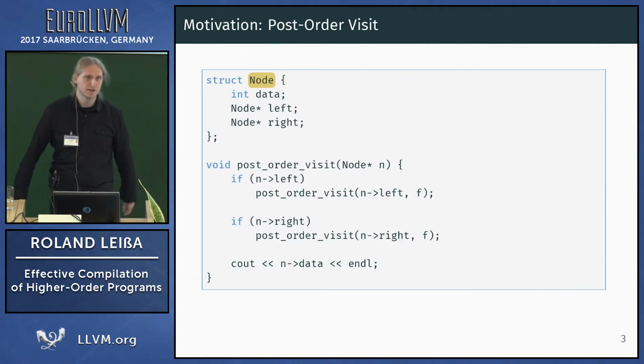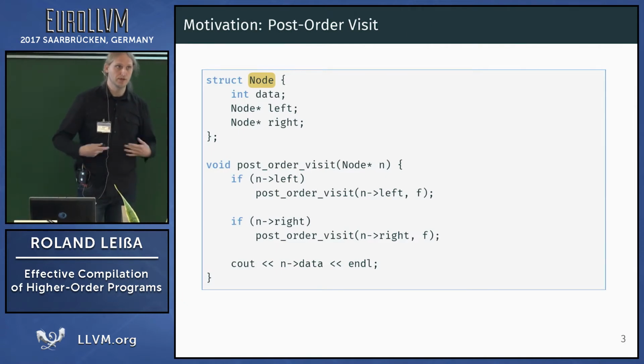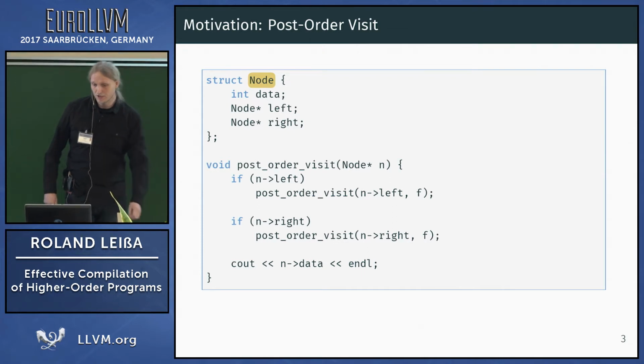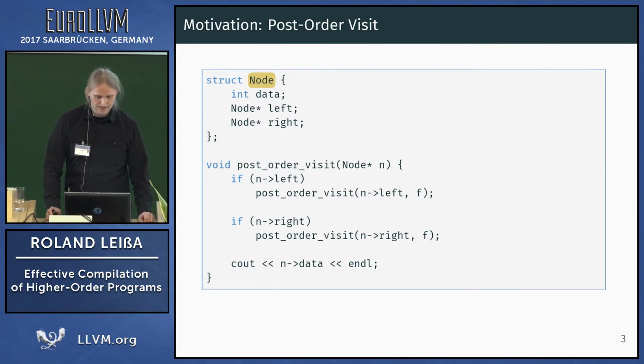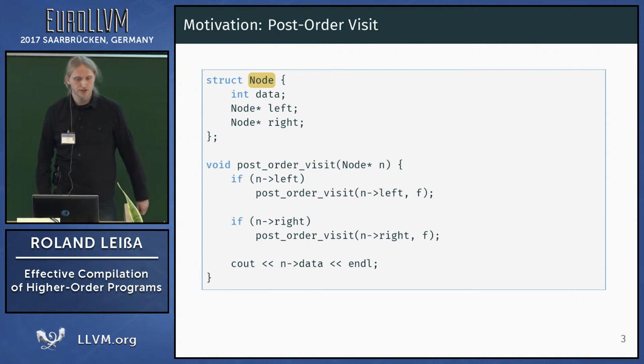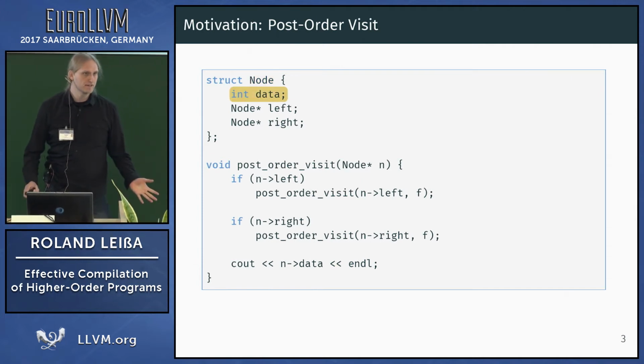But first, let's have a look at how modern languages like C++11 also make use of higher order functions. As a motivating example, let's have a look at how we implement a post-order visit in a binary tree. Here we have a node in a binary tree, and we have some data in this node. We have a left child, we have a right child.